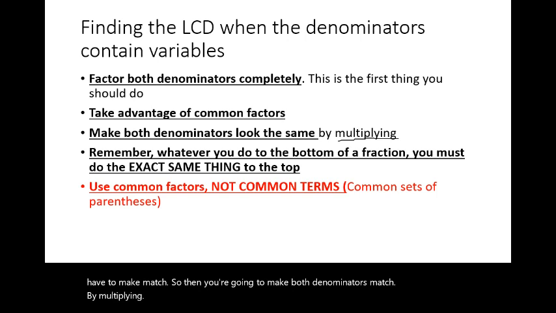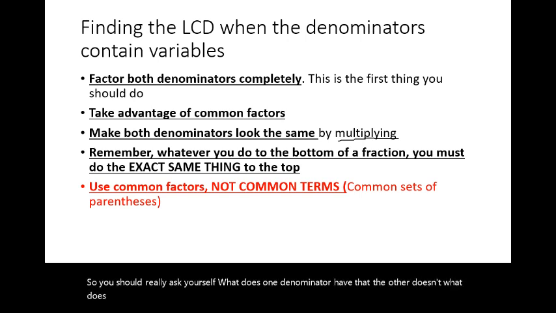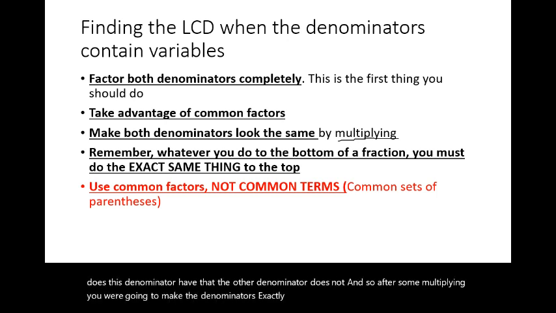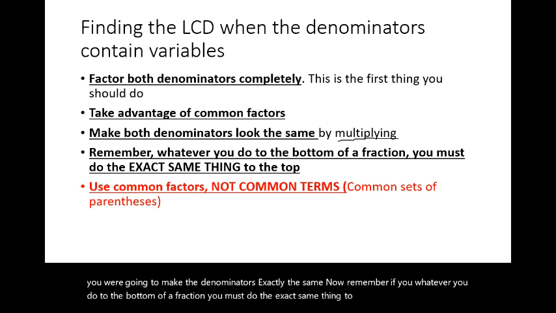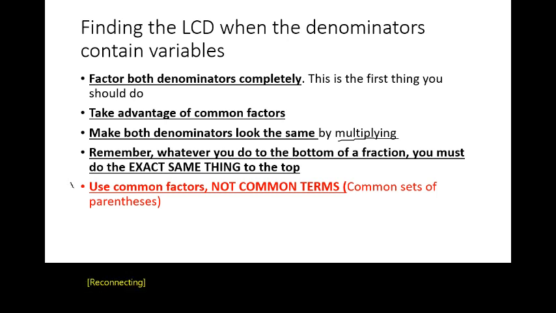So you should really ask yourself, what does one denominator have that the other doesn't? What does this denominator have that the other denominator does not? And so after some multiplying, you are going to make the denominators exactly the same. Now remember, whatever you do to the bottom of a fraction, you must do the exact same thing to the top. So if you're going to multiply the denominator by something, you need to multiply that exact same thing to the top. Now remember, you are using common factors, not common terms.